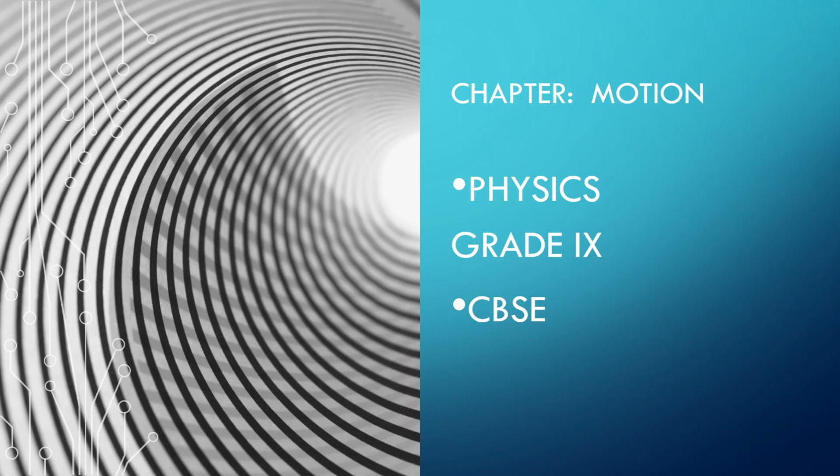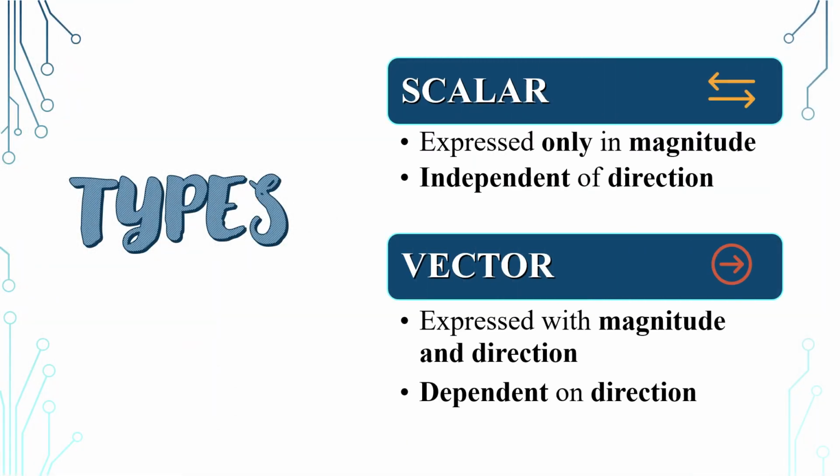So let's study the chapter Motion from Physics, grade 9 CBSE. Let's understand the concept of types of quantities, that is, scalar and vector. Now, scalar is expressed only in magnitude, but it is independent of direction. But when we talk about a vector quantity, it is expressed with magnitude and direction, and it depends on direction.